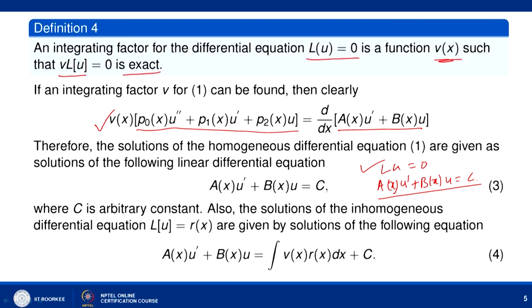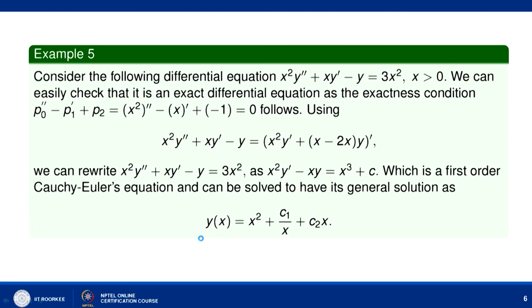So, the solution of Lu equal to 0 is now reduced to the solution of a differential equation of one order less. And in particular, for the inhomogeneous differential equation Lu equal to R of x, the solution is given by A x u dash plus B x u equal to the integral of V of x R of x dx plus some constant. This integral has a limit depending on the condition given along with this inhomogeneous linear differential equation. How to find the integrating factor, we will discuss a little later, but before that let us consider one example.